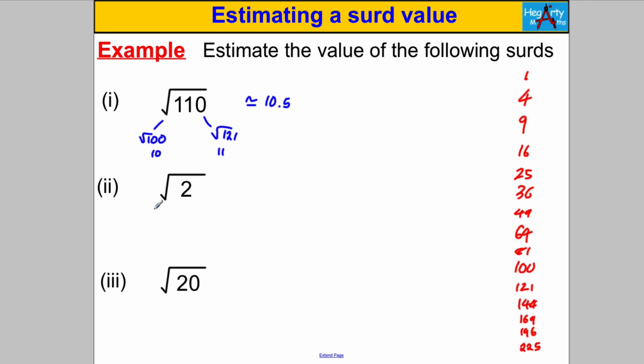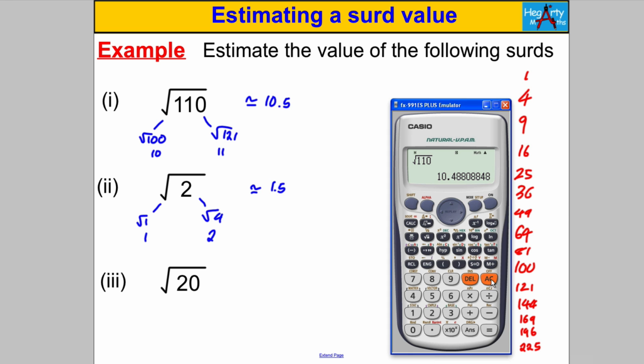The square root of 2, well, that's certainly between the square root of 1 and the square root of 4. The square root of 1 is 1, obviously. The square root of 4 is 2, so a good guess would be approximately halfway between, let's say, 1.5. Let's have a check on the calculator. Square root of 2, 1.41421, etc. 1.5 is not a bad guess at all.